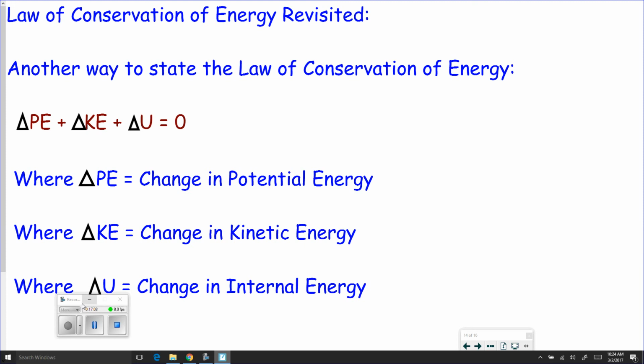So here is the law of conservation of energy revisited, and this is an equation you should write down. Another way to state the law of conservation of energy is that the change in potential energy plus the change in kinetic energy plus the change in internal energy is equal to 0. That's because you can't create nor destroy matter or energy. Therefore, the change of all those things added together has to equal 0. This is the exact same equation that we talked about in the last unit. We just set the whole entire equation equal to 0.